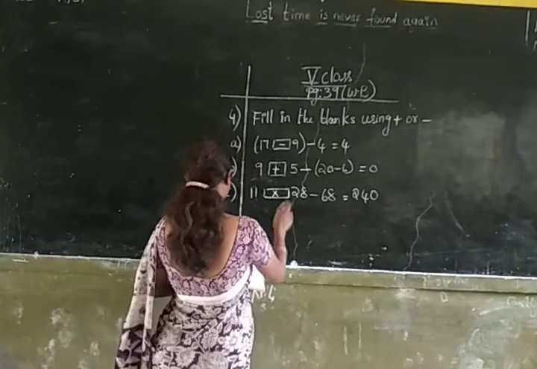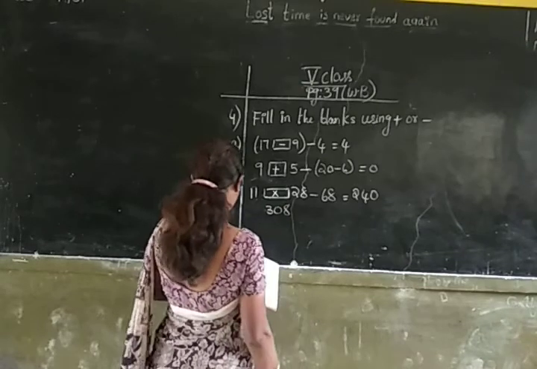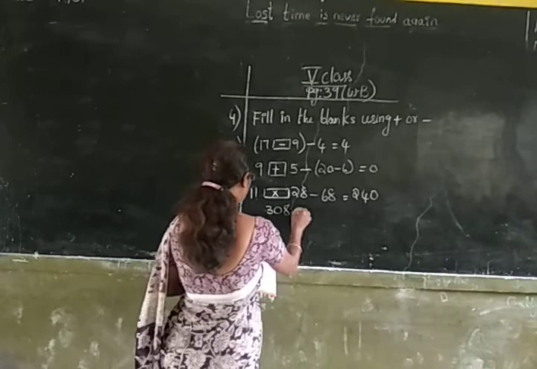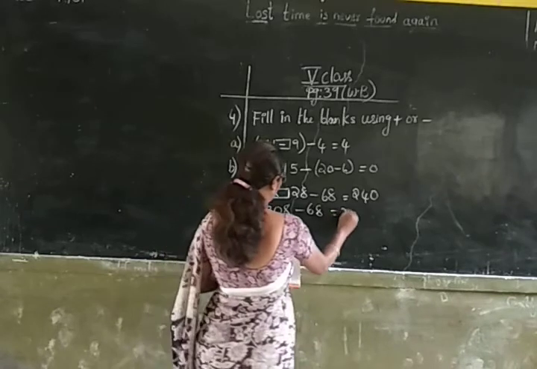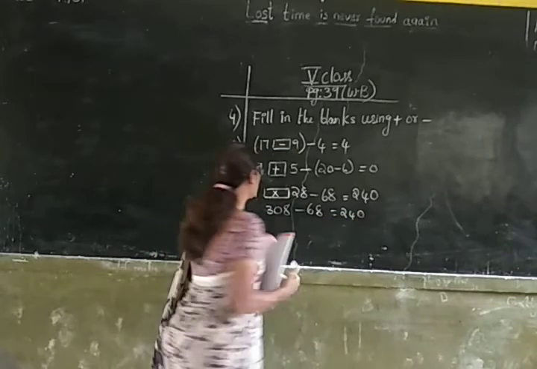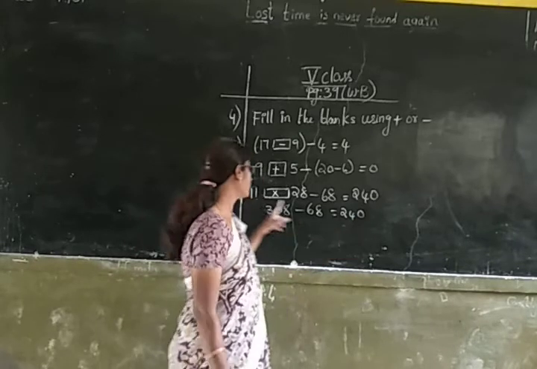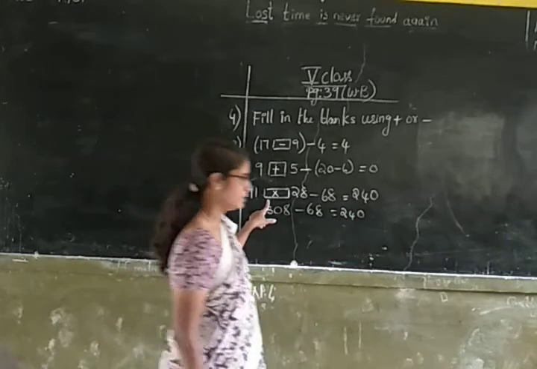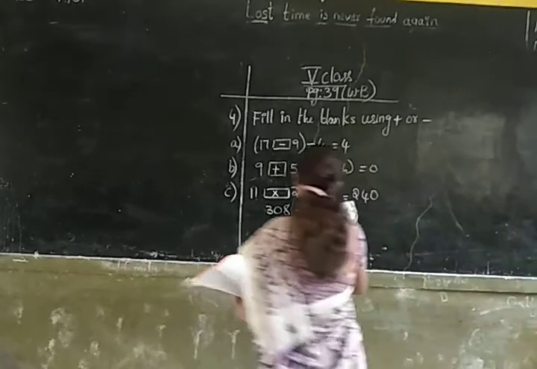So 11 into 28 is 308. And 308 minus 68 is equals to 240. So here you have to place the symbol into. Okay children? Now let us do the D sum.